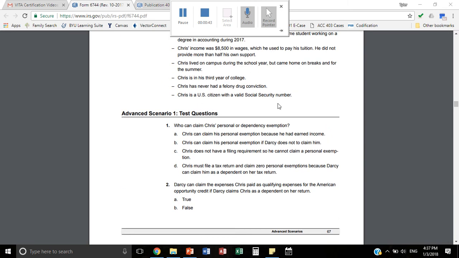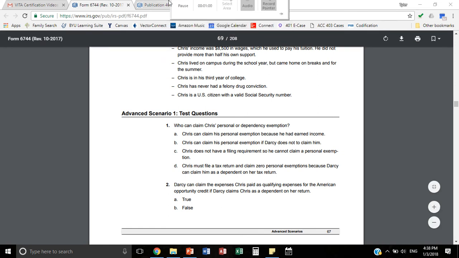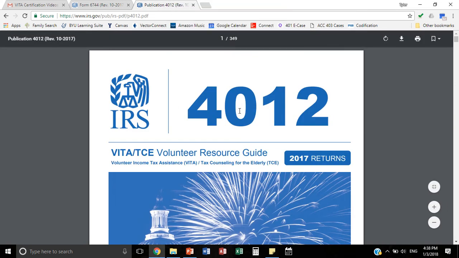So coming down to the question: who can claim Chris's personal or dependency exemption? Basically the question is, can Chris claim a personal exemption, or does his mother Darcy get to claim him as a dependent, and how does that work? So we're going to come over to publication 4012.